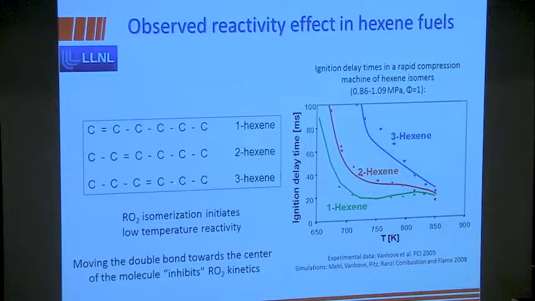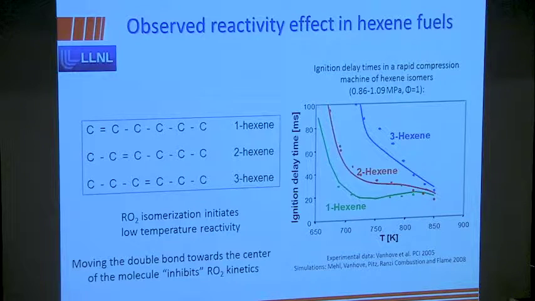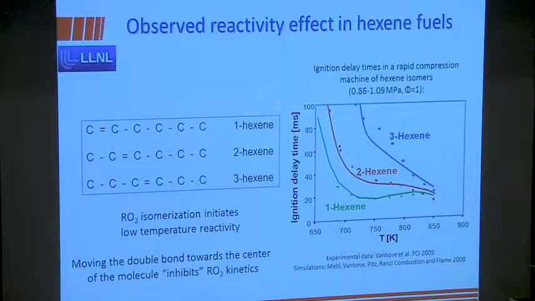Why? Because now, if we look at 3 hexene, we locate the double bond in the center of the molecule. The hydrogen atoms here and here are all allylic. So we've got 2 options. They're also secondary allylic, so that makes it even weaker again relative to a primary allylic. And so we form these alkyl radicals. They add to molecular oxygen, but only with a well depth of about 20 kilocalories per mole.